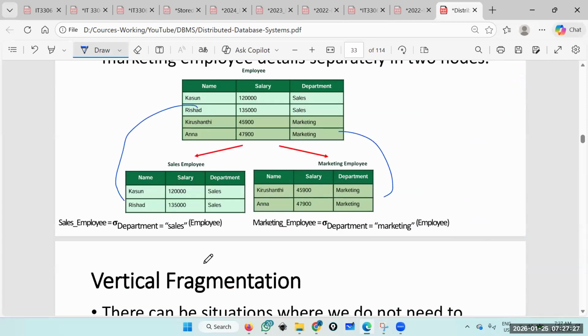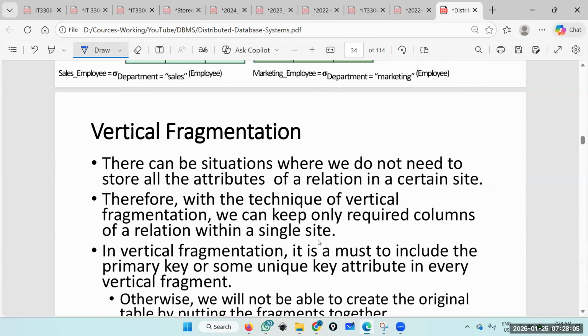So this is how you explain it: sigma, right? Sigma is based on the where condition. So department sales in the sales site, department marketing in the marketing site, maybe they are in two different locations, right? So that is selection, not projection. So horizontal fragmentation is done by selection, or sigma.